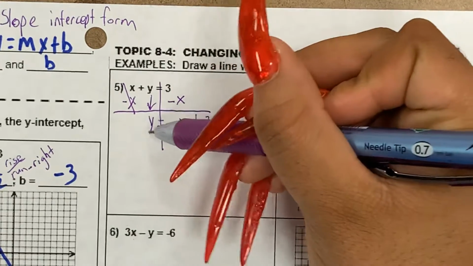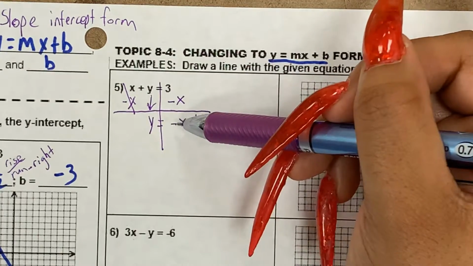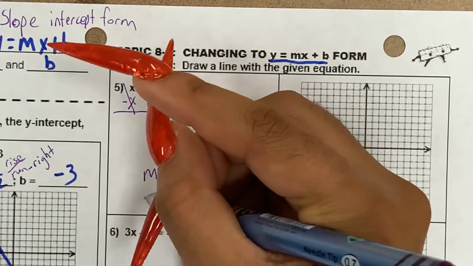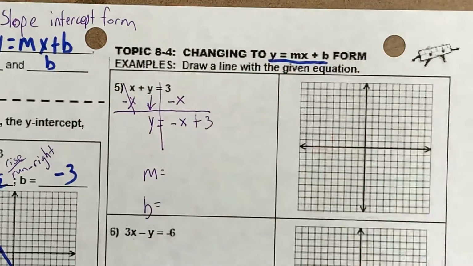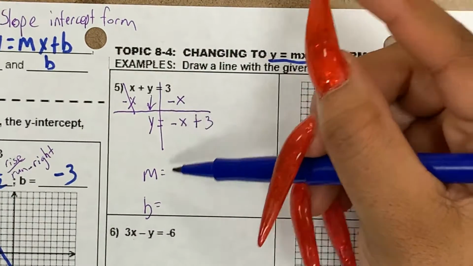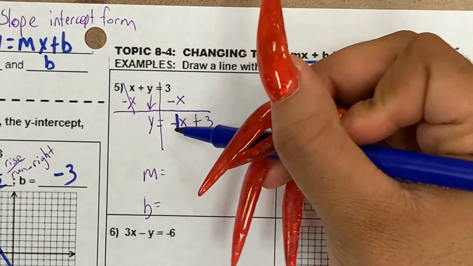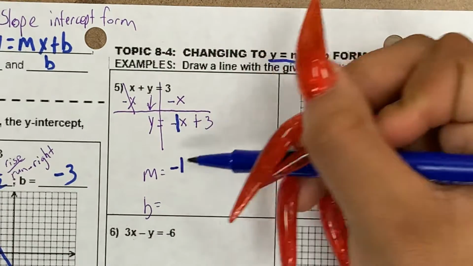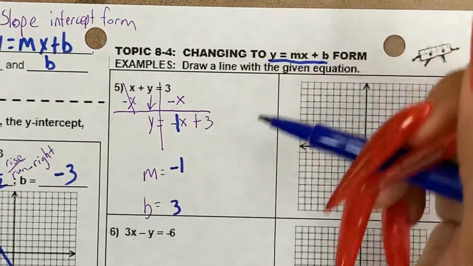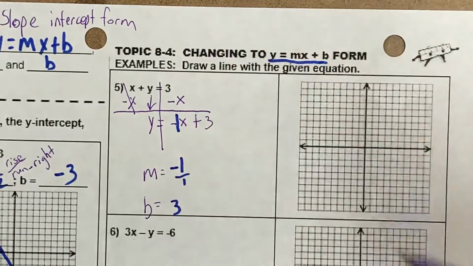Now the y is by itself. There's nothing in front of the y, so I have y equals mx plus b. So I'm going to list my m and my b values. Okay, there's no coefficient in front of the x, so what's my m? If there's no coefficient, you put a 1. In this case, it would be -1. So my slope is -1, and my b is 3. Okay, remember you need your slope to be a fraction, so you're going to make it over 1.